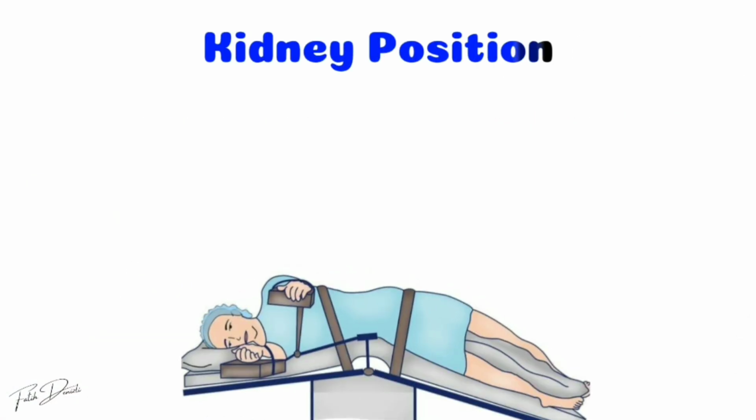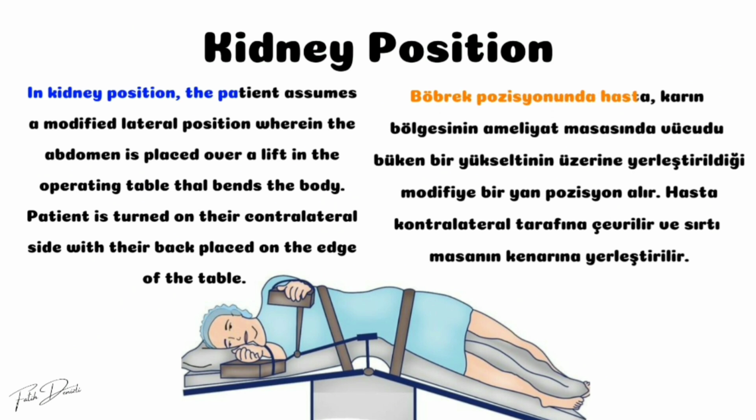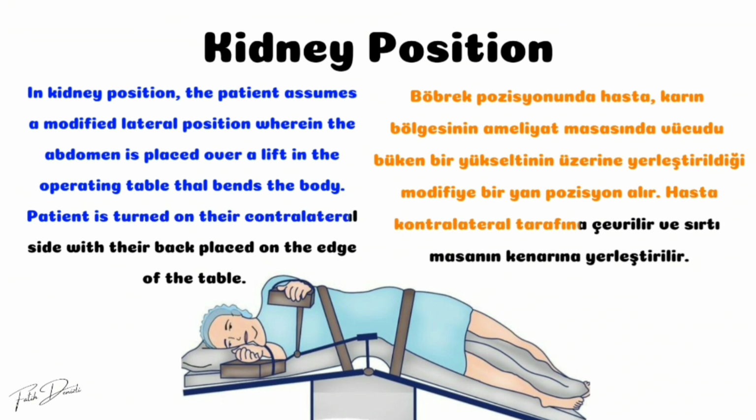Kidney position. In kidney position, the patient assumes a modified lateral position wherein the abdomen is placed over a lift in the operating table that bends the body. Patient is turned on their contralateral side with their back placed on the edge of the table.